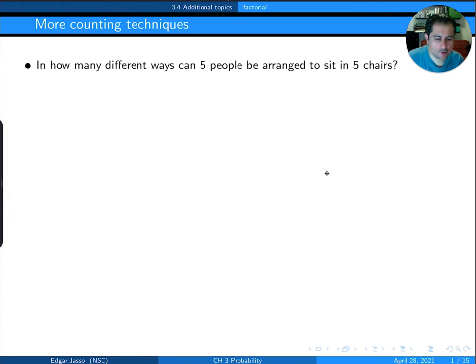Hi. So we're going to start talking about some new techniques for counting that are going to be very useful. So let's start with an example. The question is, in how many different ways can five people sit in five chairs?